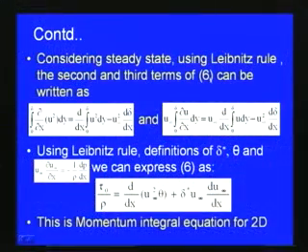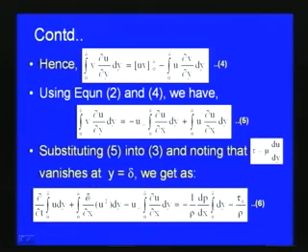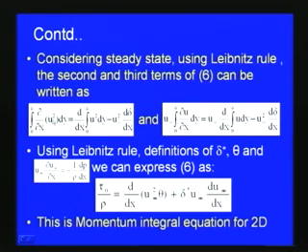Now, to get a solution, not actually a solution, he derived this momentum integral equation. He considered the steady state problem. He used the Leibniz rule here for the second and third terms of equation 6, which von Karman wrote like this: the integral from 0 to delta of ∂/∂x of u square dy is equal to d/dx of the integral from 0 to delta of u square dy, minus u infinity square d delta/dx, and u infinity times the integral from 0 to delta of ∂u/∂x dy is equal to u infinity d/dx of the integral from 0 to delta of u dy, minus u infinity square d delta/dx.